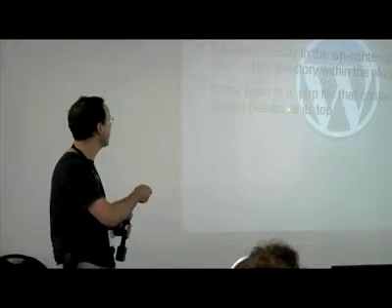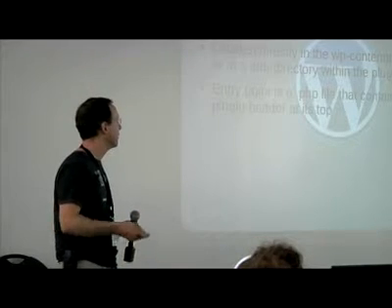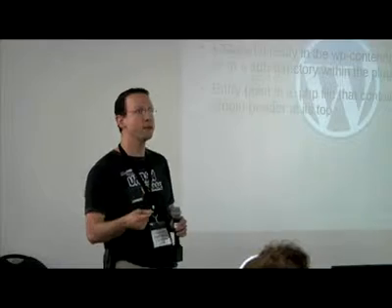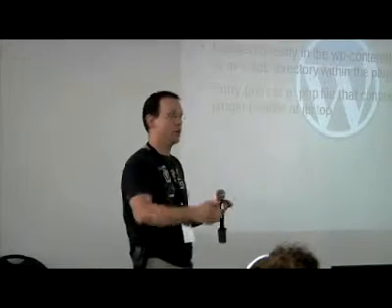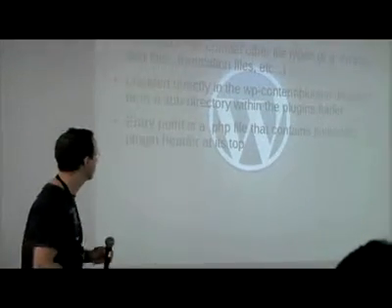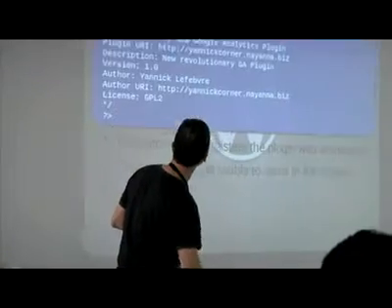The entry point to a plugin is a PHP file that's going to contain a specific header that WordPress will recognize, and from that header, it's going to be able to show you the plugin in the plugin page, let you activate and do all these things just from that basic information. So let's take a look at what that header looks like.